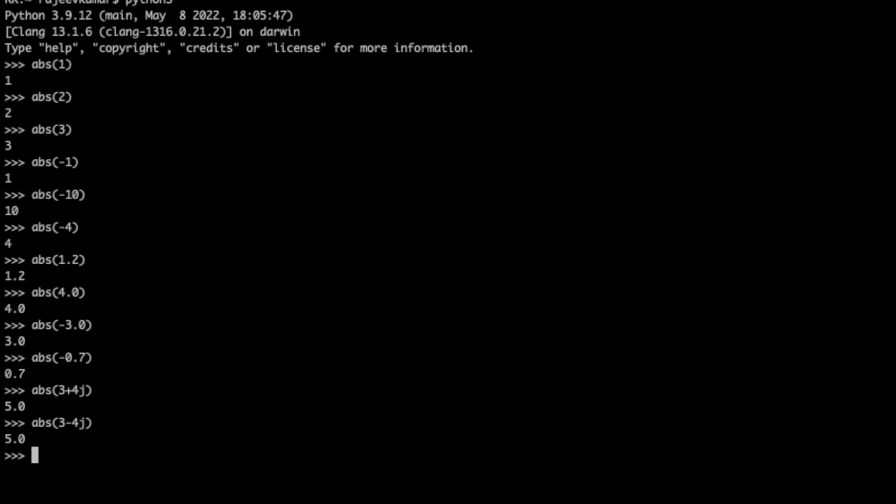Similarly, you can use the abs function with any number to get its absolute value. That's it for the abs function.